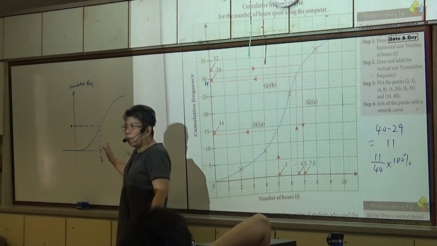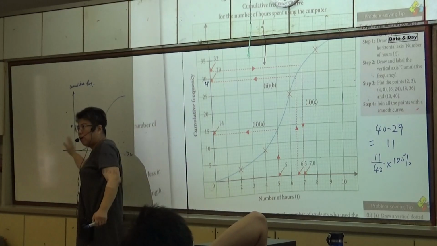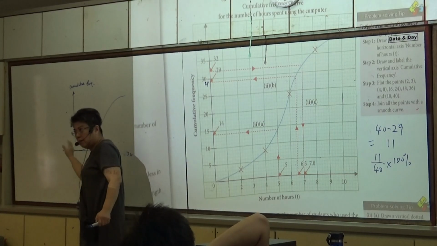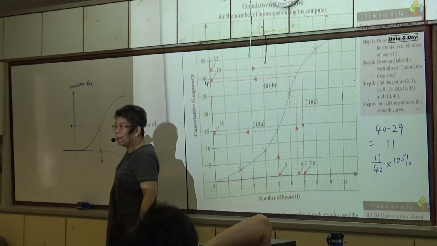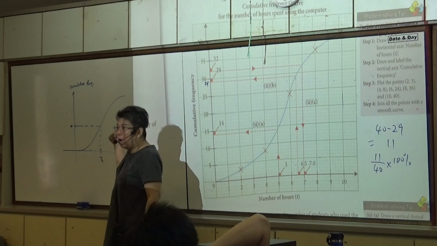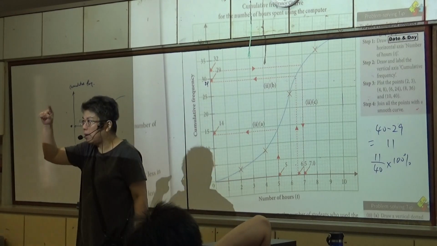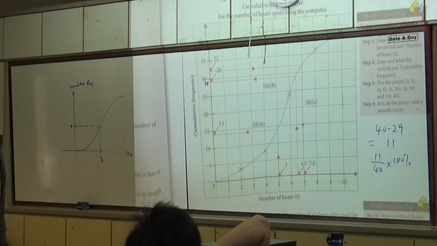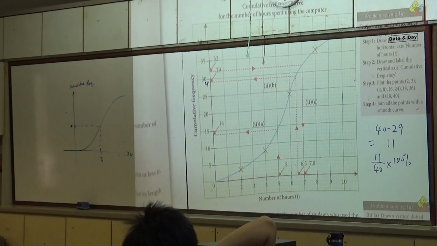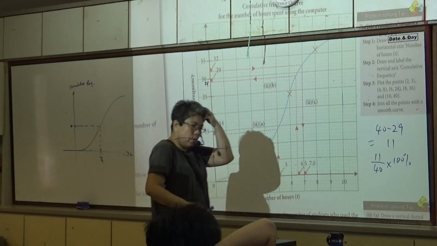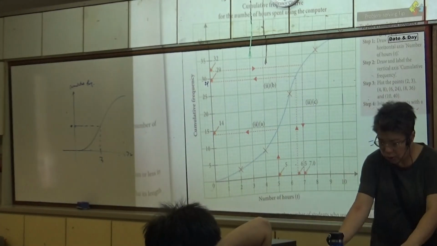So, what's the moral story? A cumulative frequency curve, when you read, is always less than or equal to. The other side is always what? More. But for more, you must be careful, you cannot just read the number. You must take the total minus what you have read, because the numbers on the vertical axis are always giving you less than. Is that understood now? Okay, very good.